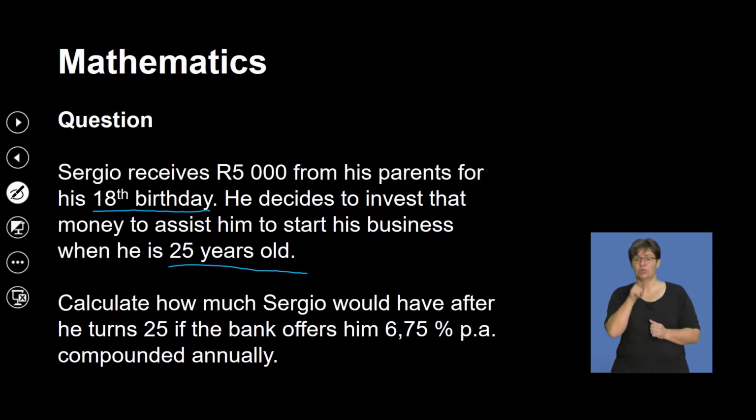Now calculate how much Sergio would have after he turns 25 years of age if the bank offers him 6.75% per annum compounded annually. Remember, compounded annually means Sergio will be getting the interest at the end of every year for the duration of his investment.